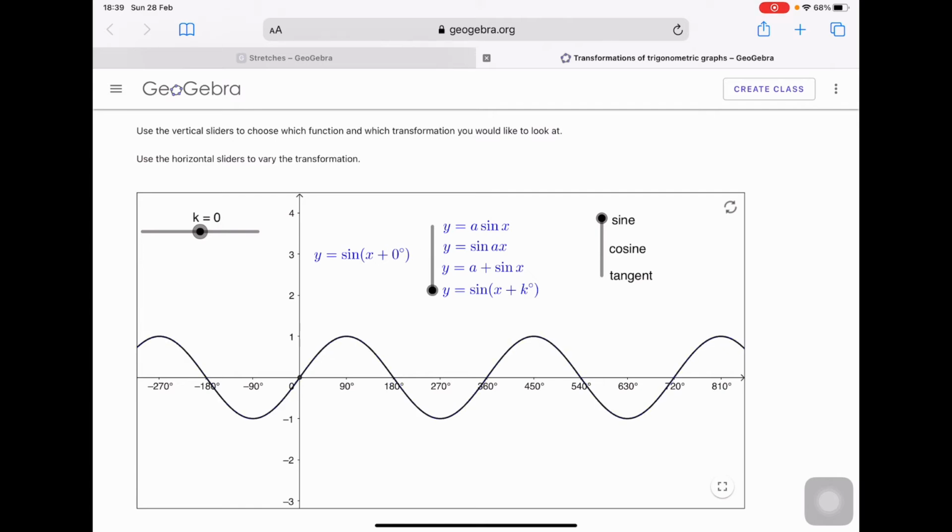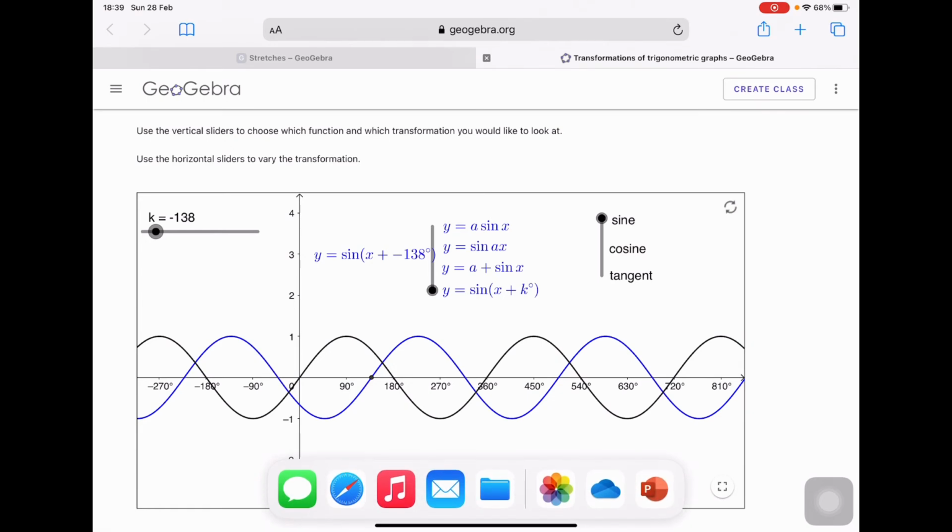So if it's x plus, I don't know, 50 or something like that, then we will shift to the left. We will shift to the more negative side. And if it's x take away a certain number, then we will shift to the more positive side. Just remember that. The principle is just the same for trig functions.